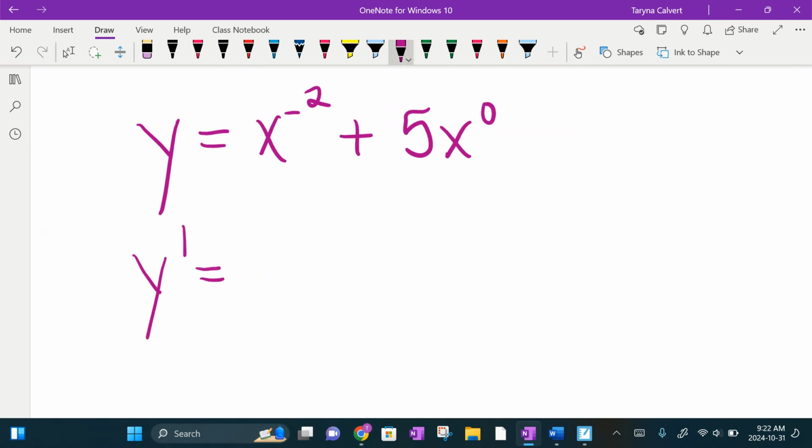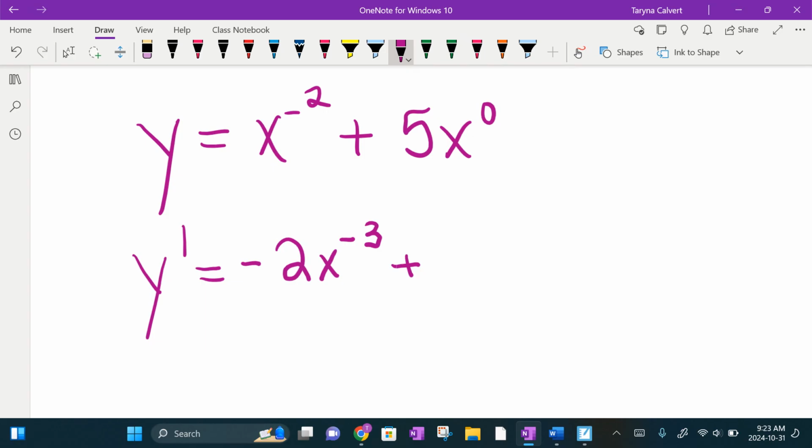My derivative function now, use your rules. What happens to the negative 2? It comes to the front. And then what do we do to the exponent? We subtract 1, which gets me negative 3. Plus, what does the exponent do? It comes to the front.